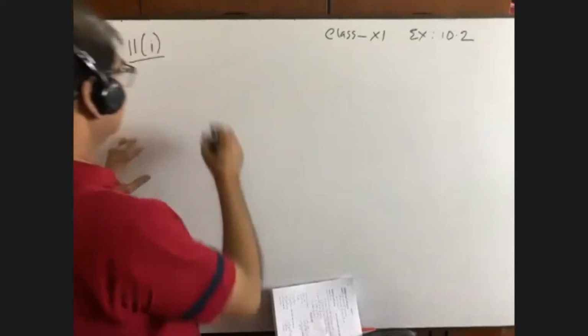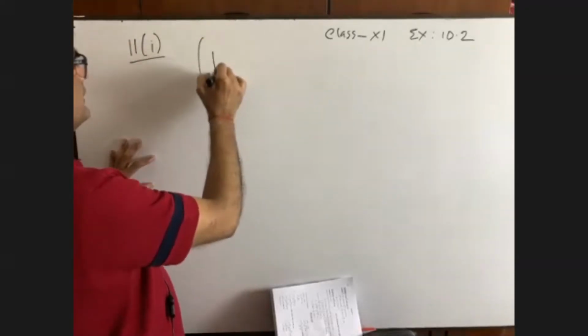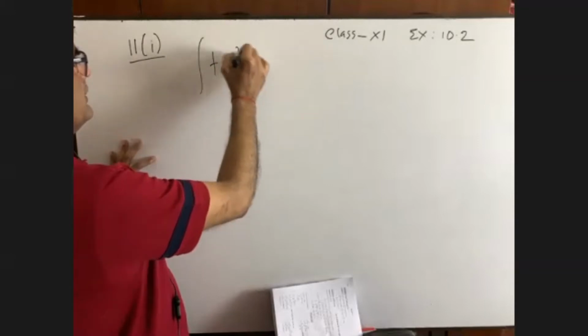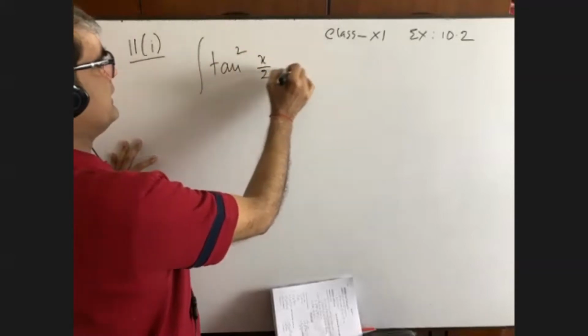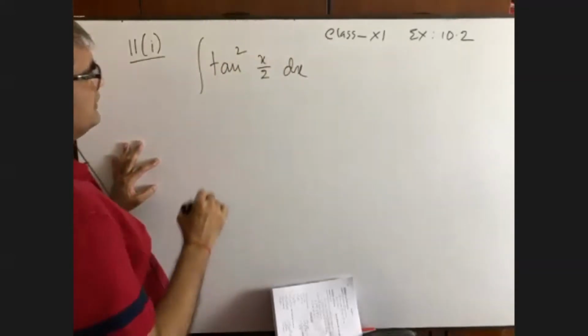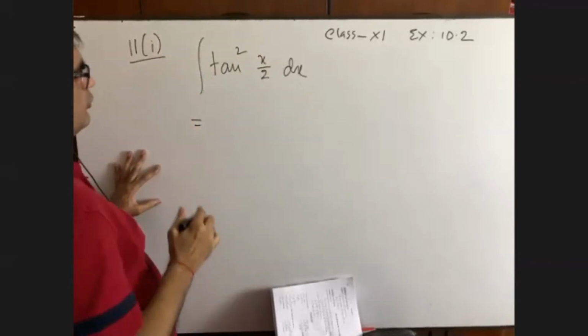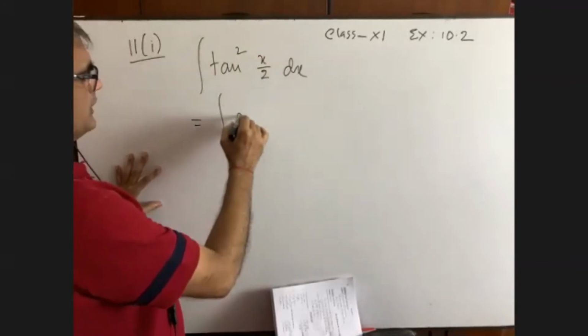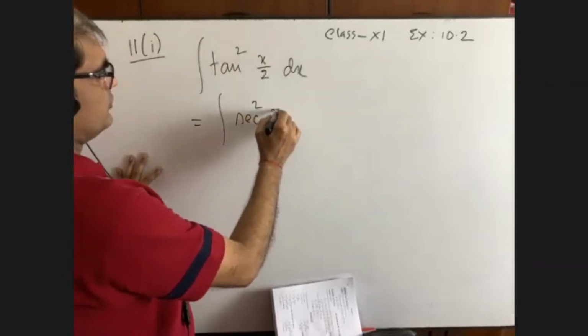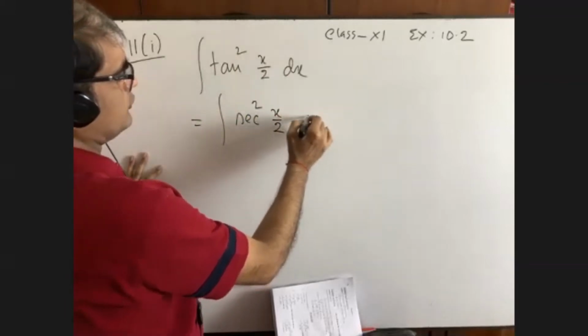Integration of tan square x by 2. Very easy and simple math. Tan square x by 2 dx. We don't know this formula, right? So what is to do? You see, we can write this as sec square x by 2 minus 1.